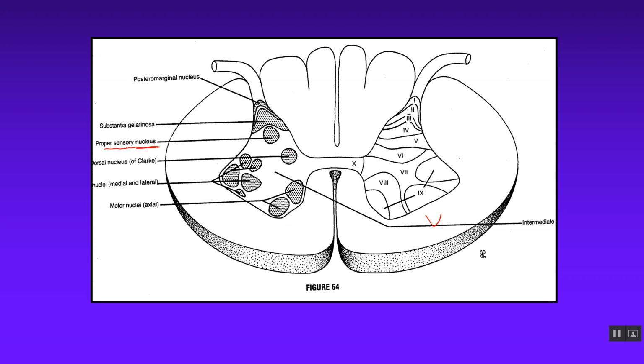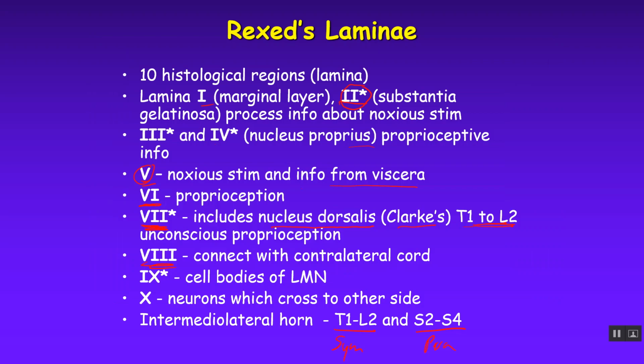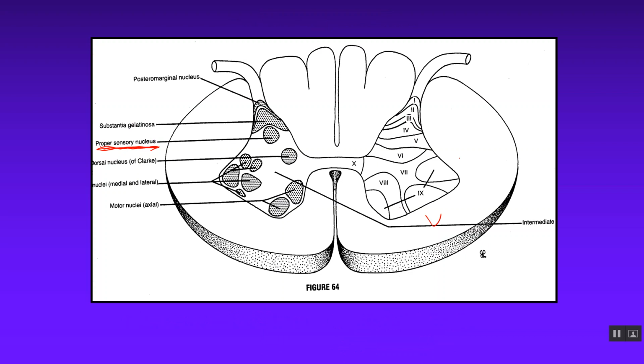This is also called the nucleus proprius, or what did we call it back here? Yeah, the nucleus proprius right here. That's where some of that proprioceptive information goes, that's also called the proper sensory nucleus. Proper, proprius, nucleus proprius. This is that dorsal nucleus of Clark that's kind of in this region right here. It kind of spans in this 6 and 7 areas here. This is the substantia gelatinosa, which basically covers mostly 2, is where this is corresponding to.